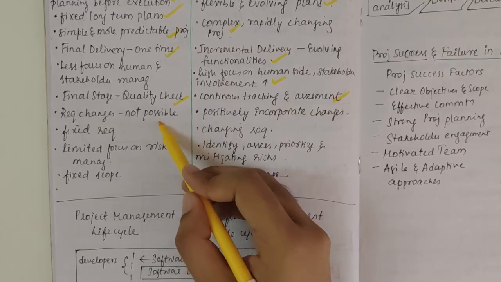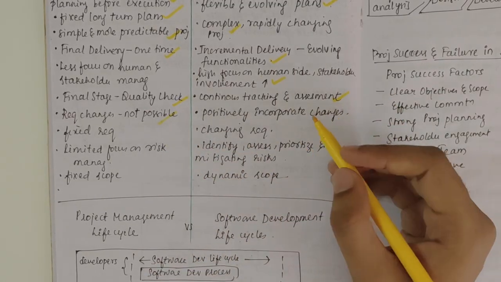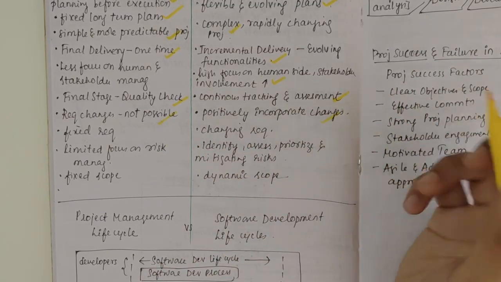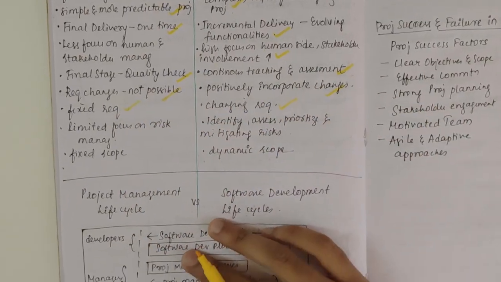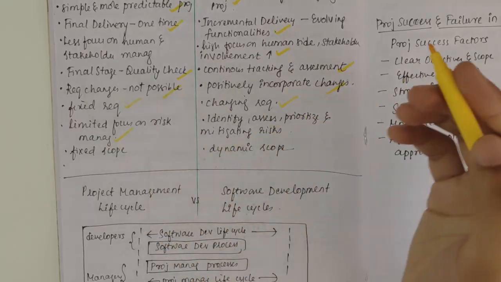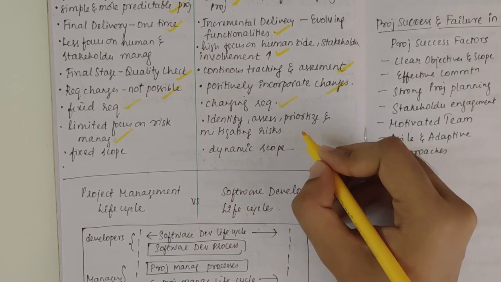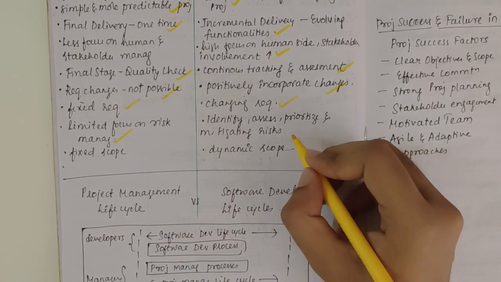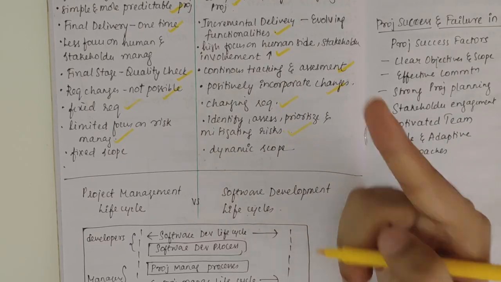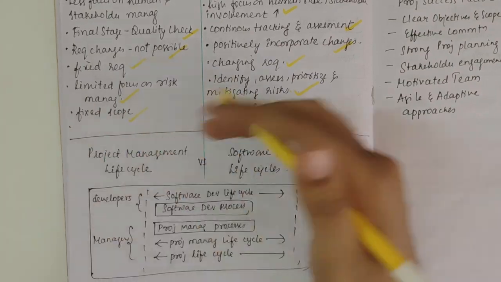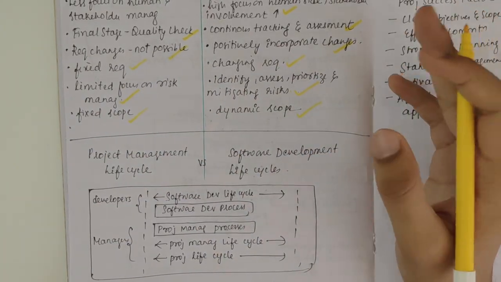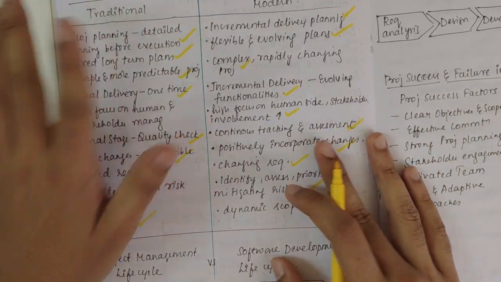Here the requirements are fixed, we cannot change the requirements, but then here we can positively incorporate the changes. Here we have limited focus on risk management, but then here we identify, assess, prioritize and mitigate risks on every incremental delivery. Then we have the fixed scope for this, but then for this we have dynamic scope. So this was about traditional versus modern day practices.